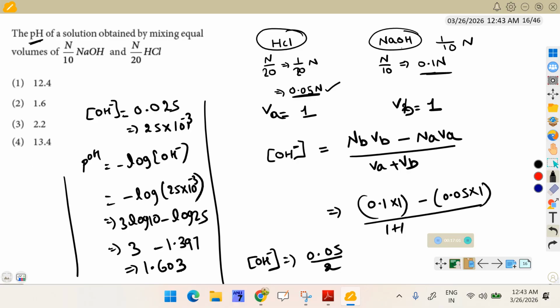But the question is to calculate pH. pH is equal to 14 minus pOH. 14 minus 1.6 is nearly equal to 12.4. First option.